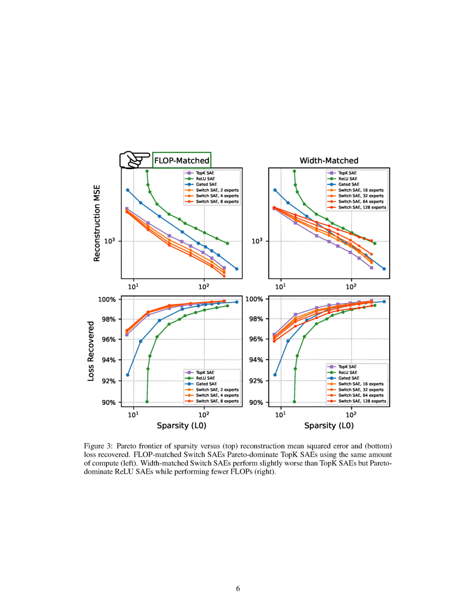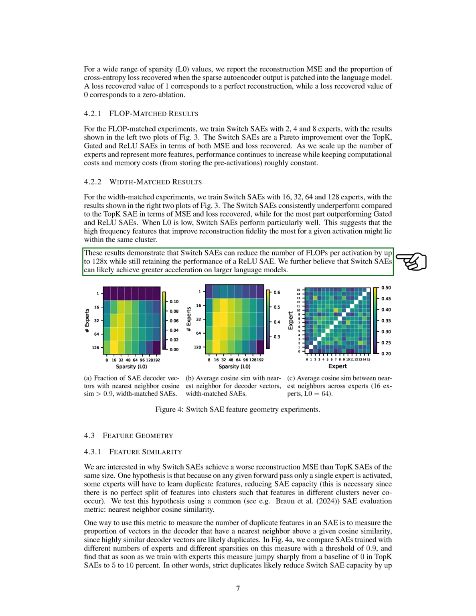When sparsity is low, switch sparse autoencoders perform particularly well, suggesting that high-frequency features that enhance reconstruction fidelity may cluster together. Our results indicate that switch sparse autoencoders can reduce computational operations per activation by up to 128 times while maintaining the performance of a ReLU sparse autoencoder. We also believe that switch sparse autoencoders could achieve even greater efficiency with larger language models.